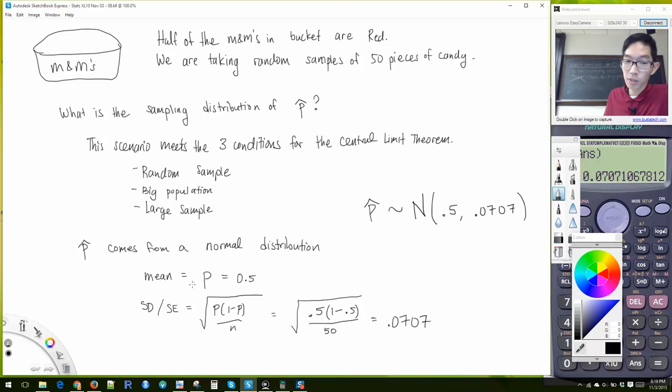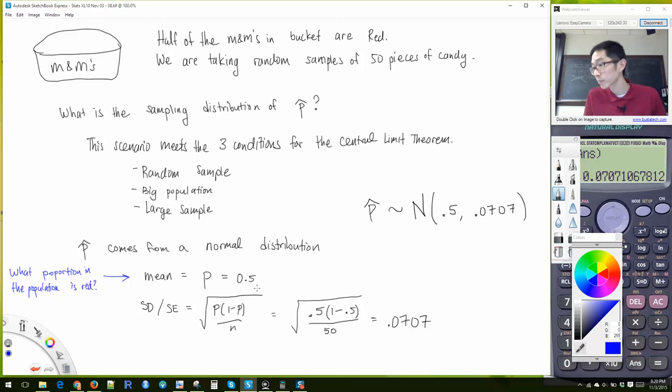And that's P, right? So here, I'll write this. This means what proportion in the entire bucket, in the population, is red? That's what we want to know. And what we said is that in the bucket, 50% are red, and that's why we have P equal to 0.5. Does that make sense?